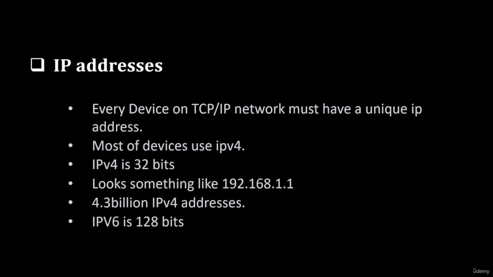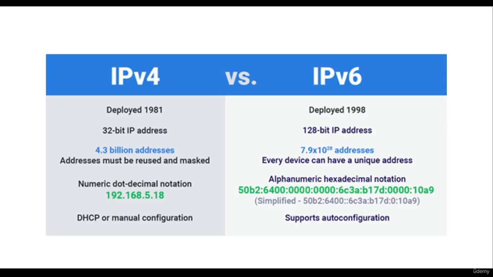Now, what's the difference between IPv4 and IPv6? IPv4 was deployed in 1981, whereas IPv6 was deployed in 1998. IPv4 is 32-bit, whereas IPv6 is 128-bit. In IPv4 the number of addresses is around 4.3 billion, and in IPv6 it is 7.9 into 10 raised to 28 addresses. In IPv4, addresses must be reused and masked, whereas in IPv6, because it's a large number, every device can have a unique address.